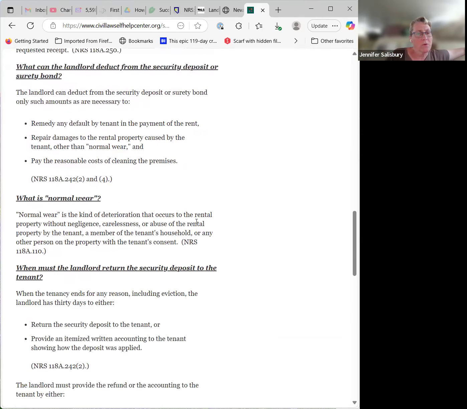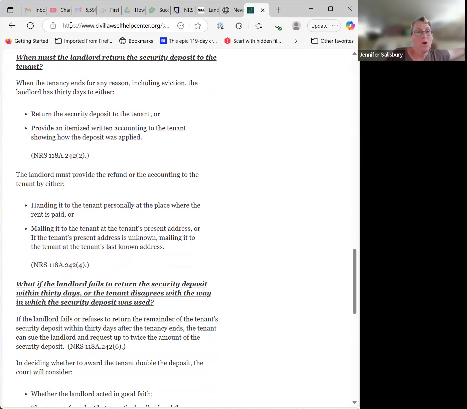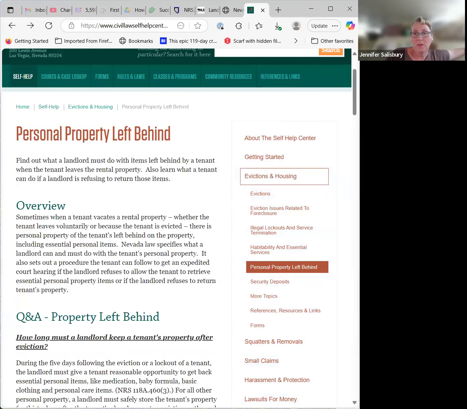Okay. Ooh, what is normal wear? Kind of deterioration that occurs to the rental property without negligence, carelessness, or abuse by the tenant or a member of the tenant's household. Okay, that's good. That's actually a really good definition of normal wear and tear. Okay, I think we are getting to the end of this. Let's go through my bingo card here.